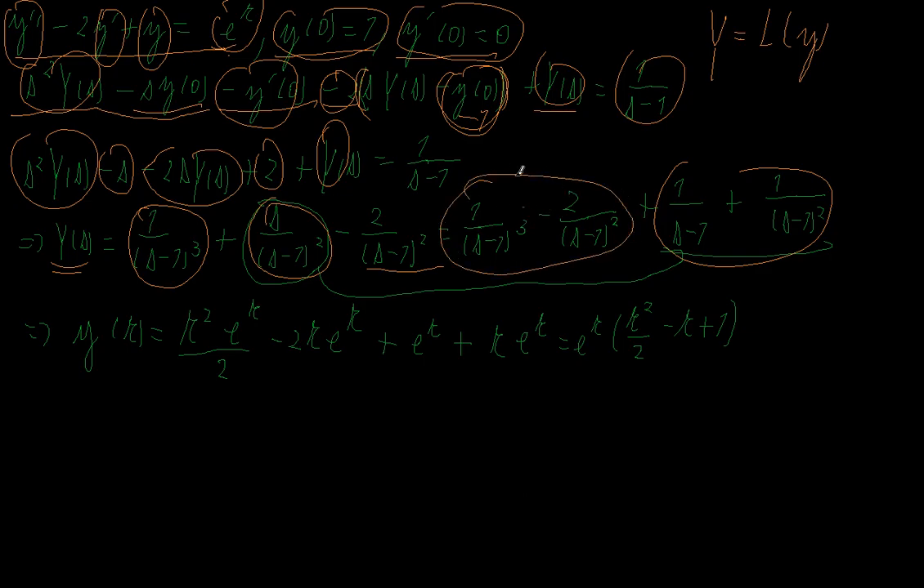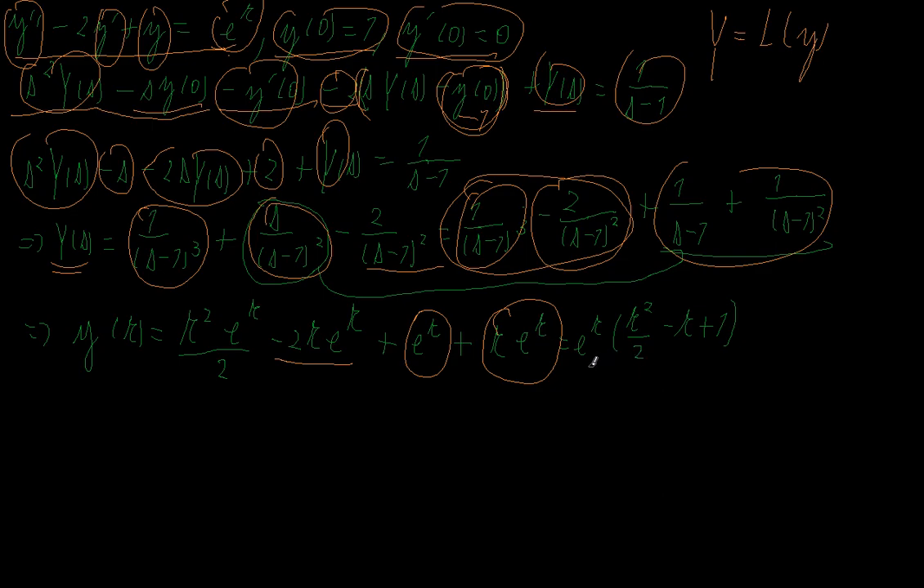And so now if I take the inverse Laplace transform of everything, I get t squared times e to the t over 2. So that is this part here. This minus 2 times t times e to the t, that is this part here, so this minus 2 over (s minus 1) squared. This 1 over s minus 1, that is simply this e to the t, and this 1 over (s minus 1) squared is simply this t times e to the t.